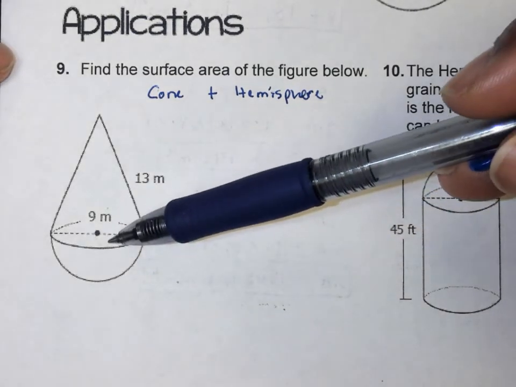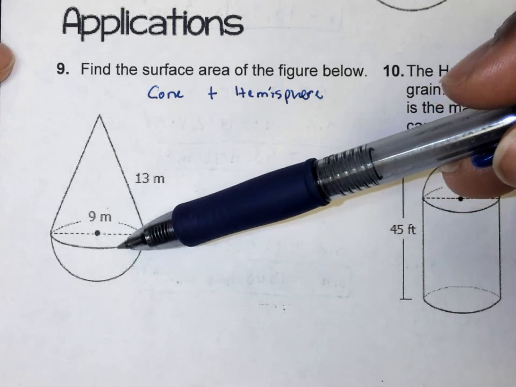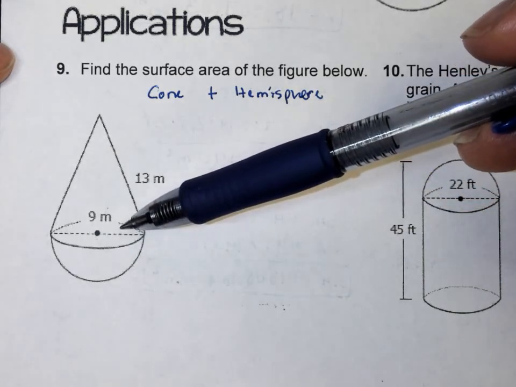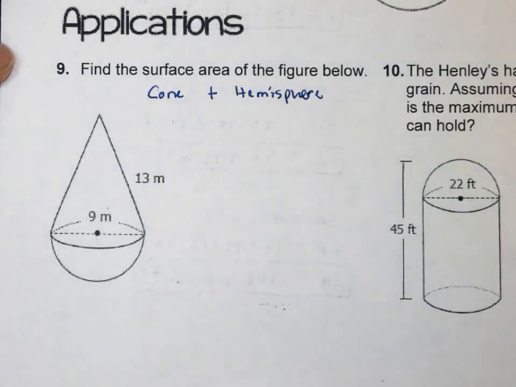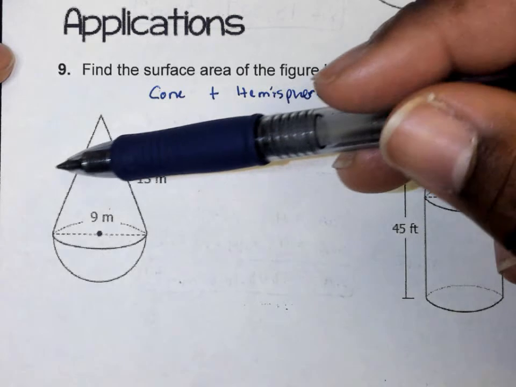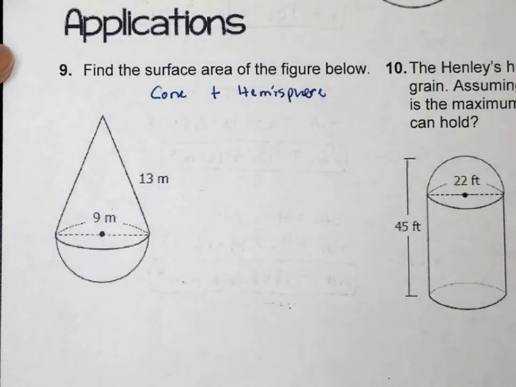Same thing as far as the base on the hemisphere. I won't be able to see that either, so I'm going to exclude that when I do my surface area for this figure too. Basically, what I need for surface area of this composite, I need the lateral area around the cone. And I gave you a formula for that. Anybody remember a formula for lateral area around the cone?